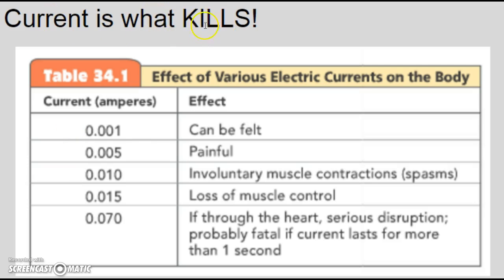It's current that does damage to people. Current is what kills, and even tiny values of amperes can be damaging. A thousandth of an amp can be felt, five thousandths can be painful. A hundredth of an amp can lead to involuntary muscle contractions or spasms. Fifteen thousandths of an amp can lead to a loss of muscle control. And lastly, seven hundredths of an amp can potentially be fatal. It can disrupt your heart's ability to pump blood through your body. So the tiniest amounts of current can do damage to the body.